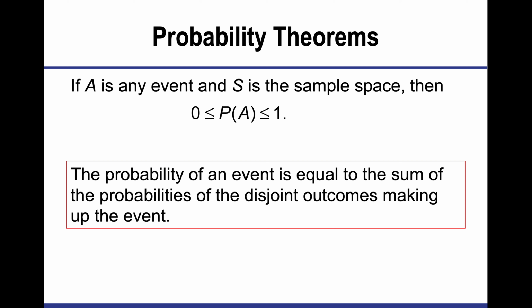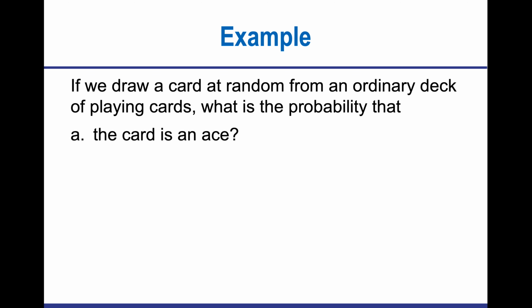If you're getting a number less than 0 or greater than 1, you've done something incorrectly. So the probability is going to be equal to the sum of the disjoint probabilities. So what does that look like?